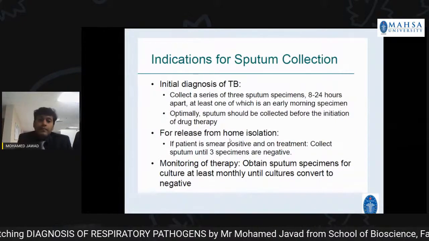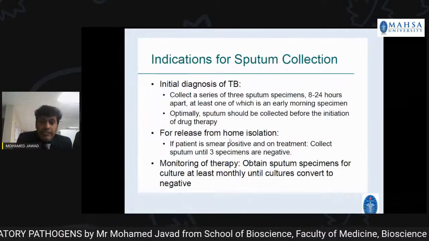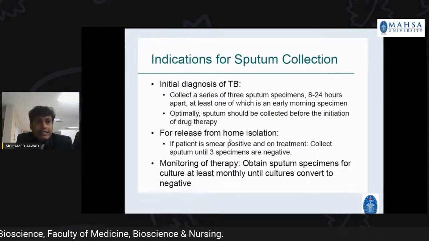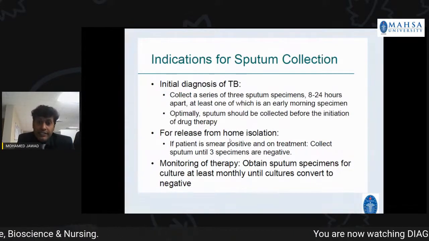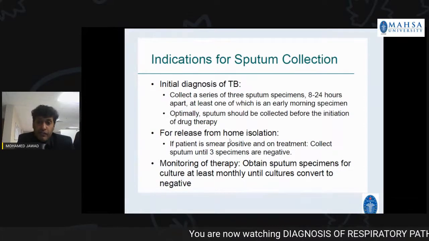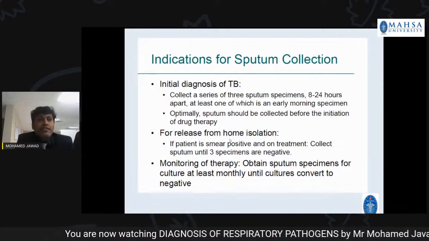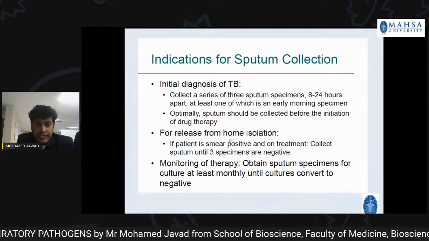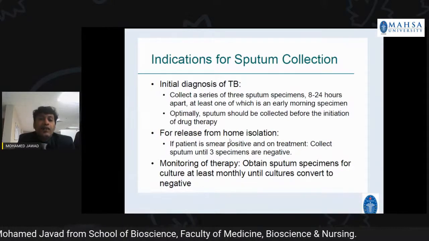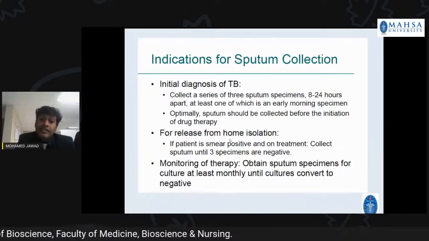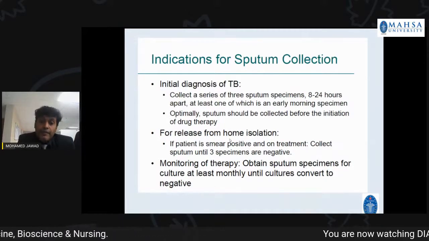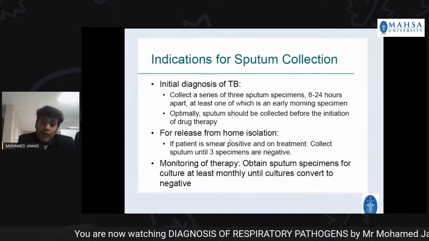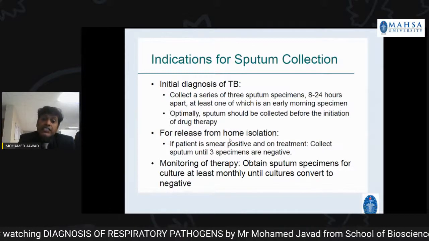Then some indications for sputum collection. That's for initial diagnosis of tuberculosis. Usually, we have to collect at least three sputum specimens on different days, multiple samples within 8 to 24 hours. At least one of the samples is early morning. Better to collect all samples as early morning specimens, as that's more concentrated. And optimally, the sputum should be collected before initiation of therapy, because therapy will interfere with microorganism growth. So we have to collect three samples before initiation of any therapy.